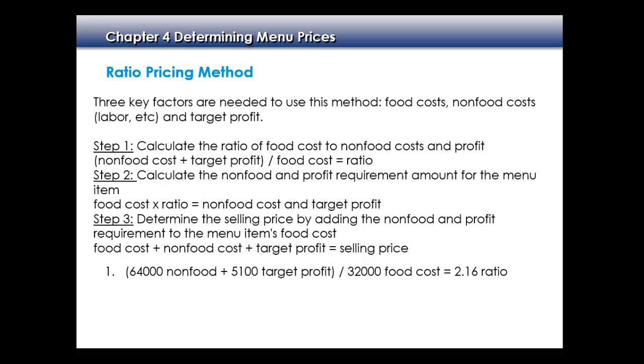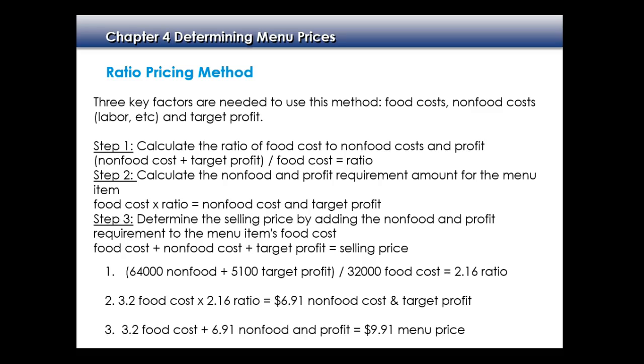So $64,000 non-food plus our $5,100 target profit. Add those two together. We're going to divide it by the food cost, which was $32,000. So it'll give us a 2.16 ratio. So the $3.20 food cost times the 2.16 ratio will give us $6.91. It's the non-food cost and the target profit. So take that and add it to the food cost. It'll be a $9.91 menu price.